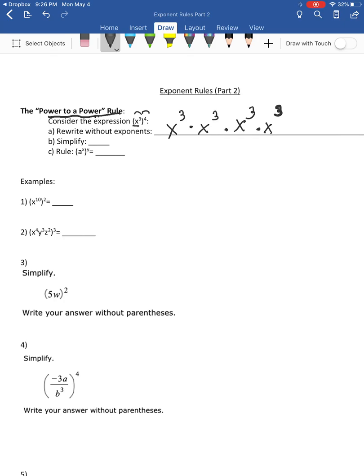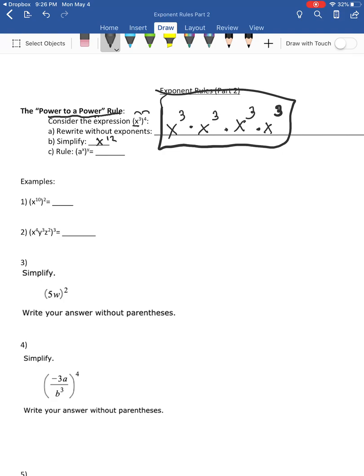Okay, simplify. We know about the product rule for exponents. We add the exponents. That's x to the 3 plus 3 plus 3 plus 3. So that's going to be x to the 12th. Okay, you should notice that instead of writing all this stuff out, we just could have simply multiplied the exponents.